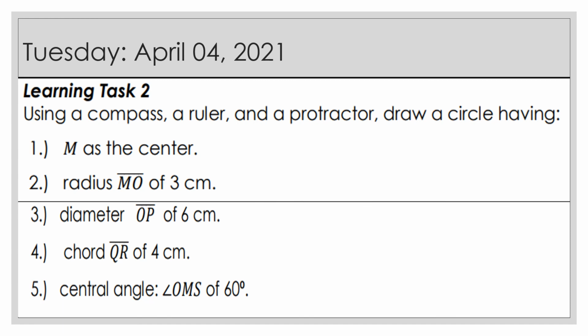Next naman po ay ito. Ito po ang mga gagawin nyo po sa araw ng Martes, ngayon, April 4, 2021. Learning task 2, using compass, a ruler and protractor, draw a circle having, ayun po, tulad ng prosesong sa second example po natin, sundan lang po natin ang mga steps na ito, procedures. M as the center. Number 2, radius MO of 3 cm in measures, diameter segment OV of 6 centimeters. Correct ko lang po ito, segment MO. And number 4, chord segment QR of 4 centimeter. And number 5, central angle of angle OMS of 60 degrees.